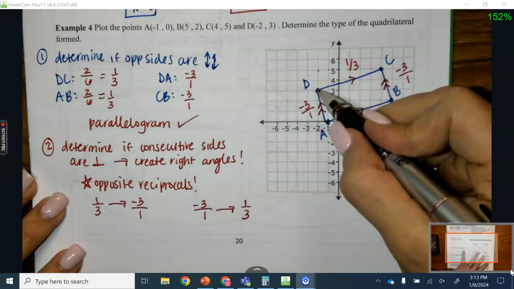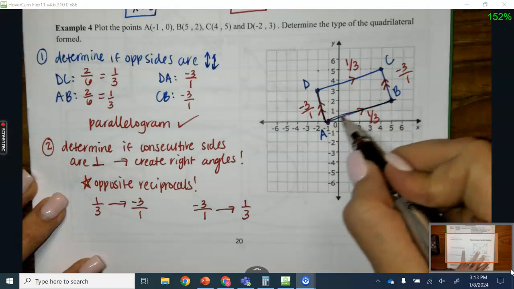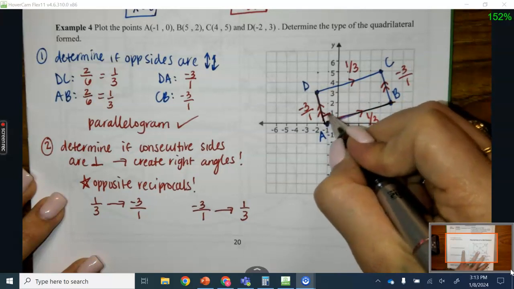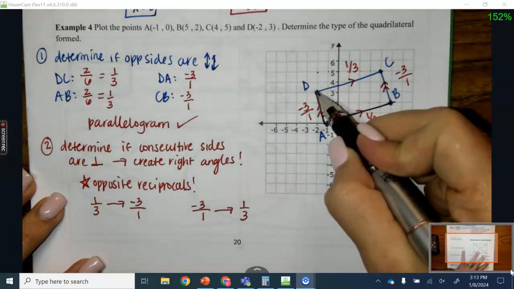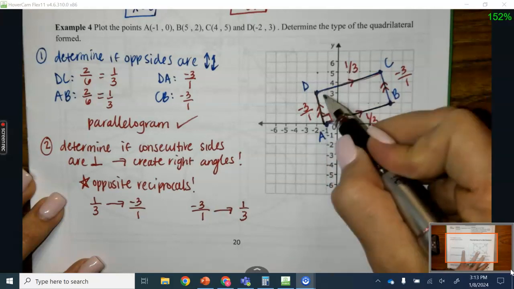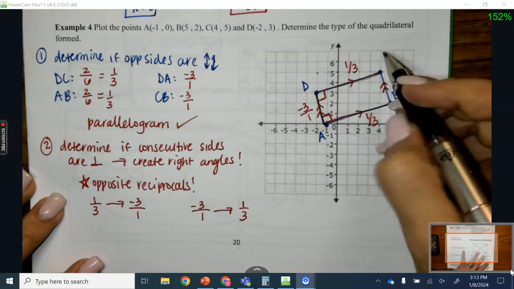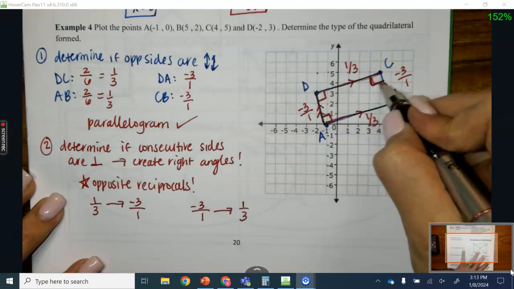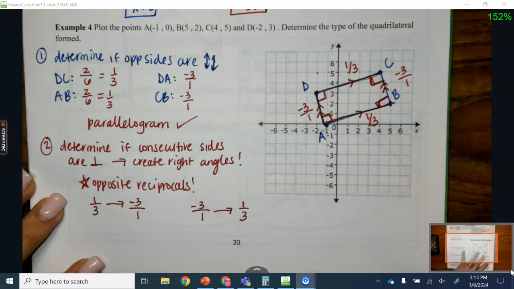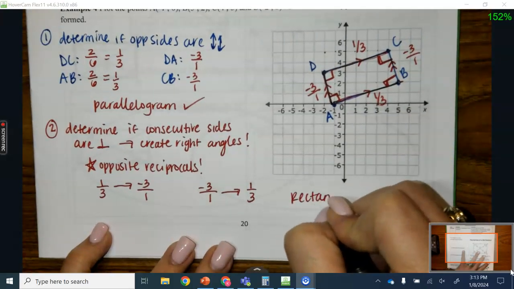So my consecutive sides, like DA, is adjacent to AB. -3 over 1, 1/3. Those are perpendicular, so there's a right angle. DA is also consecutive to DC. -3 over 1, 1/3. There's another right angle. 1/3, -3 over 1. Those two consecutive sides. -3 over 1, 1/3. So there it is. There's 4 right angles, okay? So this is a rectangle.